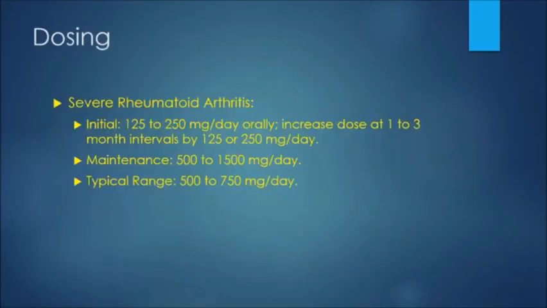Now for an example of dosing with penicillamine. So in the treatment of severe rheumatoid arthritis, we may see an initial dose of 125 to 250 milligrams per day taken orally. The patient would then increase the dose at 1 to 3 month intervals by 125 to 250 milligrams per day. For maintenance, we could see anywhere from 500 to 1500 milligrams per day, but the typical range would be between 500 and 750 milligrams per day.